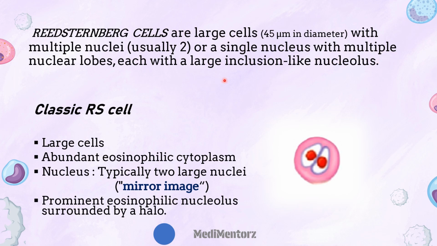This is just a diagrammatic representation of how a classical Reed-Sternberg cell appears. They are large cells, of course. They have abundant eosinophilic cytoplasm. Typically, most of the Reed-Sternberg cells which we encounter will have two nuclei, which gives a mirror image kind of thing. And there is a prominent nucleolus surrounded by a halo.